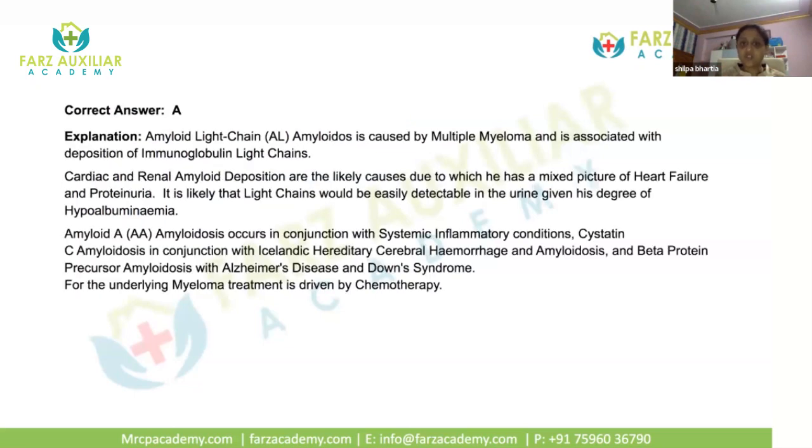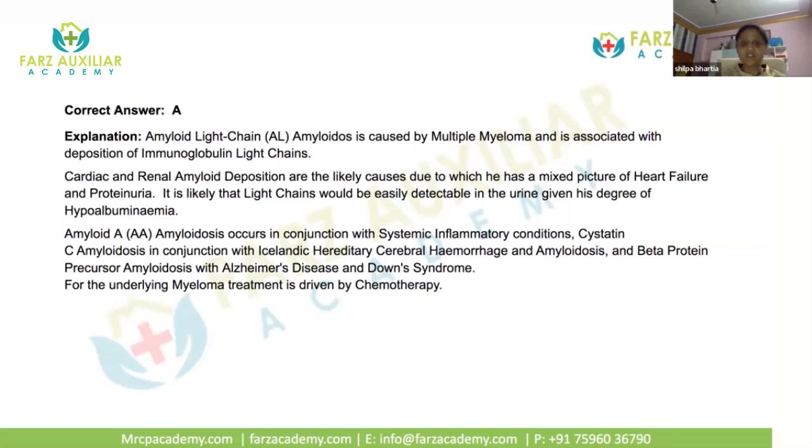Right? So it is caused as a result of multiple myeloma, and you get deposition of immunoglobulin light chains in the renal cortex, which causes amyloid deposition, and you get leakage of protein. You cause fluid retention, and you get a picture of heart failure and proteinuria. The light chains can be easily detectable in the urine because you know that the albumin level is very low.